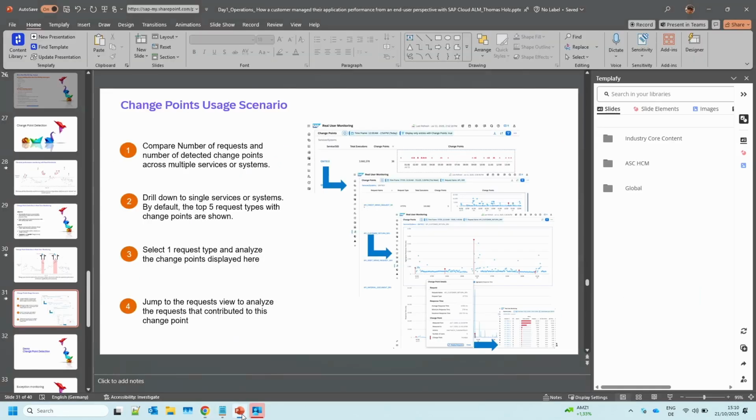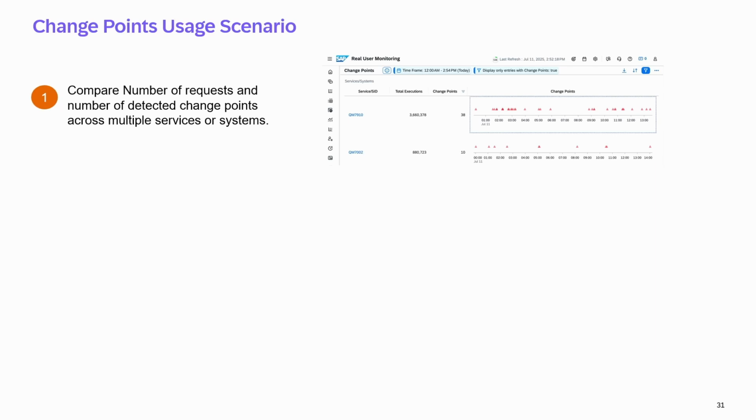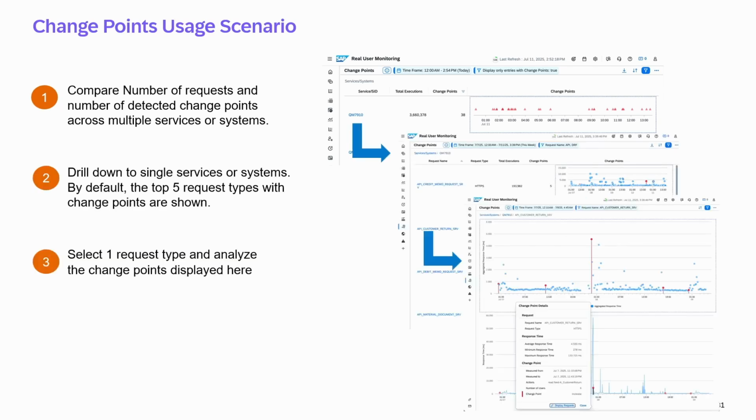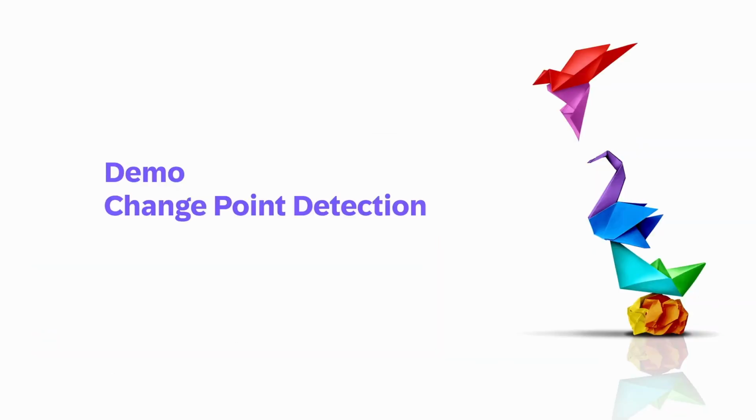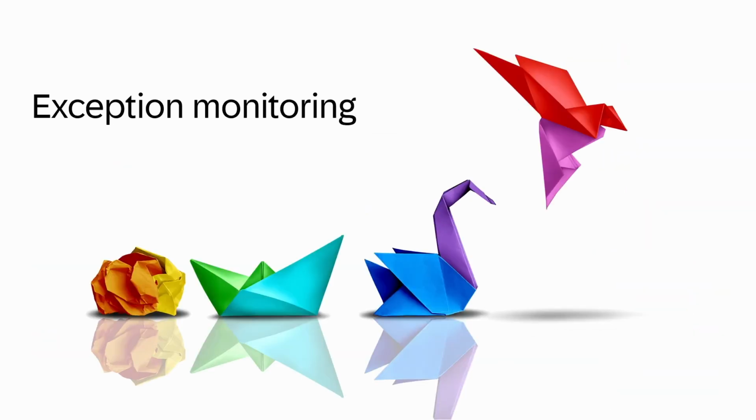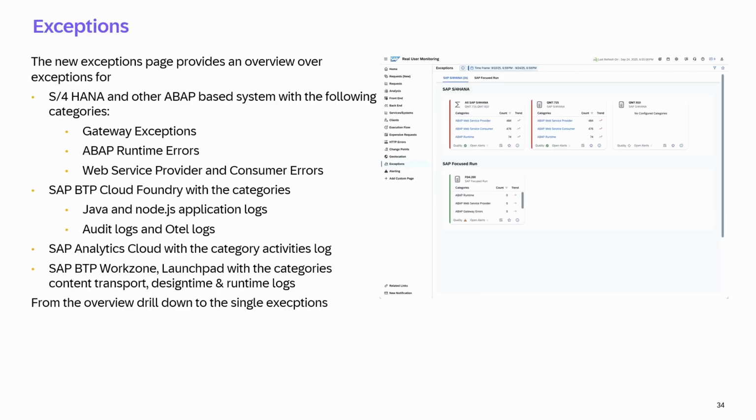Good, let's go back to the presentation. This is what I showed, the drill down. Also quite new, available since a few weeks, is the exception monitoring. In Focused Run we had this already since the beginning, that we can display not only response times but also exceptions in the UI. Now we have this also in SAP Cloud ALM. We have a new page.